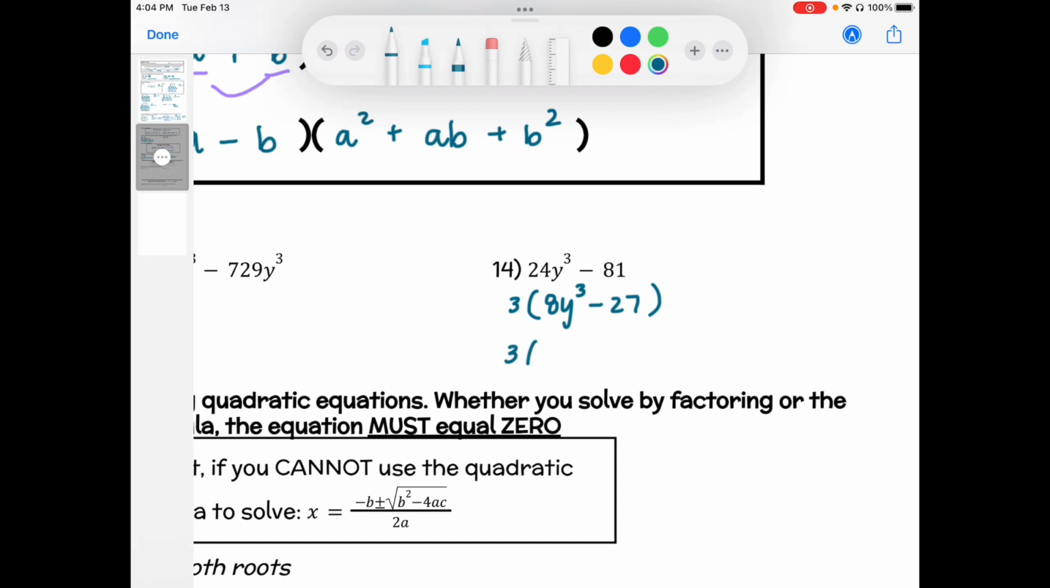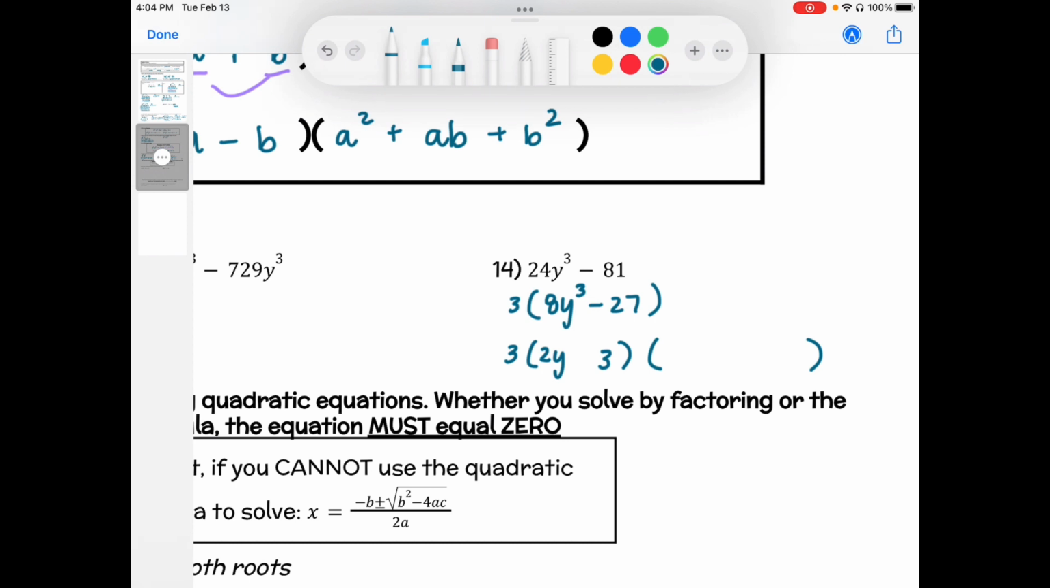So I'm going to do 3. I'm going to set up my binomial and my trinomial. Don't forget to keep your GCF. It doesn't just go away once you divide. All right, and then we do the same steps we did for the first one. So I'm going to take the cube root of the first term, that would be 2y, and the cube root of the second term would be 3.